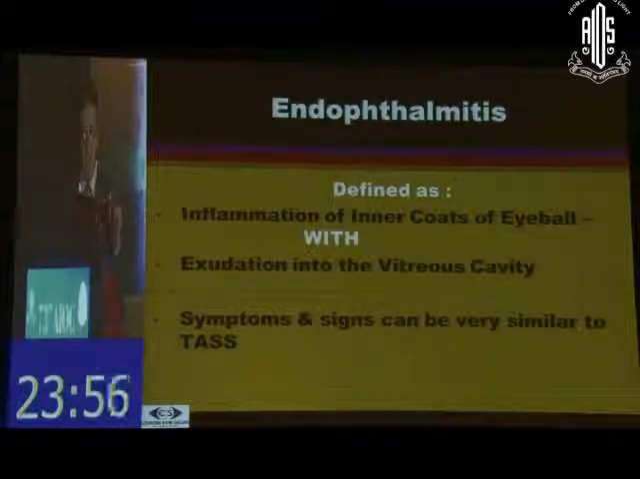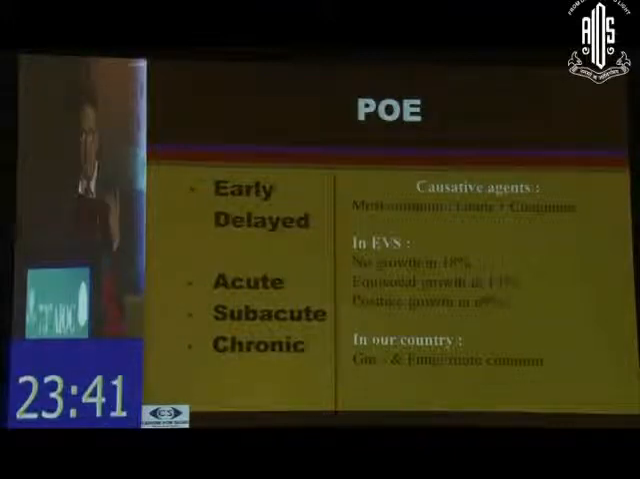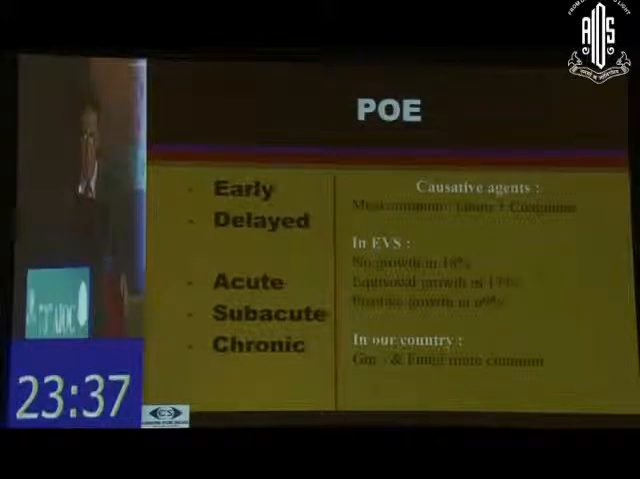Endophthalmitis, as you know, by definition includes two components: inflammation of the inner coats of the eyeball with exudation into the vitreous cavity. Vitreous cavity involvement by and large is a must in infectious pathology. It could be early if it is very virulent, or sometimes fusarium can present as acute endophthalmitis, or it could be subacute or chronic. In the West, in the EVS study, the preponderant organisms were gram-positive coagulase negative, but in our country, believe me, fungi and gram-negative are much commoner than has been reported in the West.